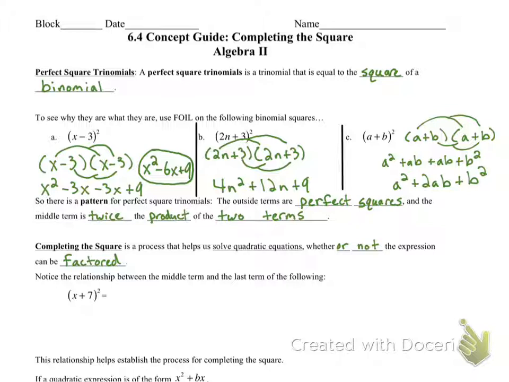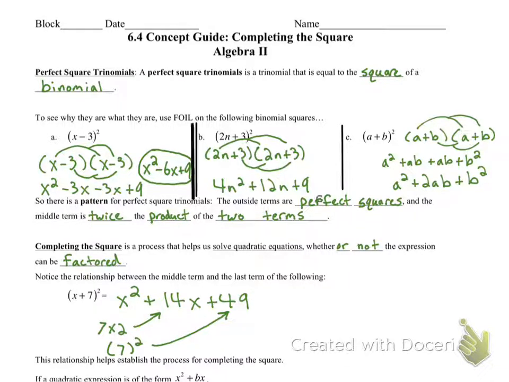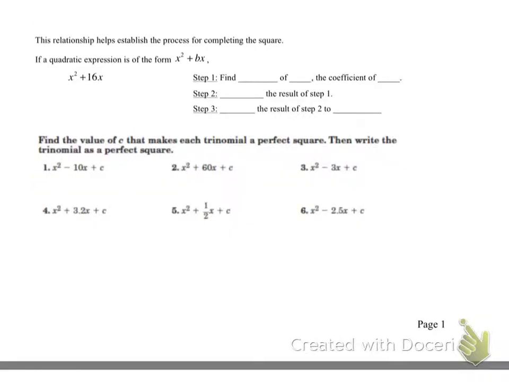So notice the relationship between the middle term and the last term of the following. If you FOILed x plus 7 squared, it would give you x squared plus 14x plus 49. Well, 7 times 2 gives you 14, the middle number. 7 squared gives you 49, the third number. This relationship helps establish the process for completing the square.